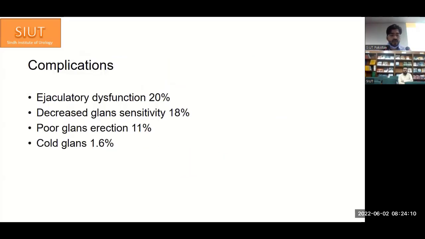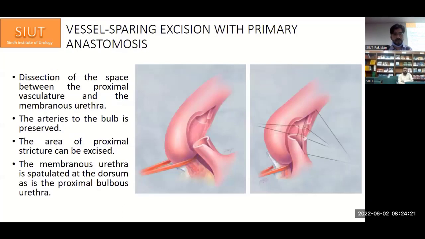Complications: ejaculatory dysfunction 20%, decreased glans sensitivity 18%, poor glans engorgement 11%, cold glans 1.6%. Vessel sparing excision with primary anastomosis: dissection of the space between the proximal bulbar urethra and the membranous urethra. The artery to the bulb is preserved. The area of the proximal stricture can be excised. The membranous urethra is spatulated at the dorsum, as is the proximal bulbous urethra.